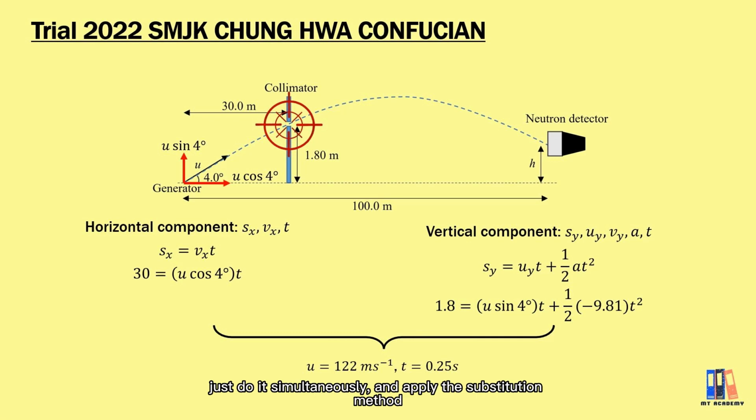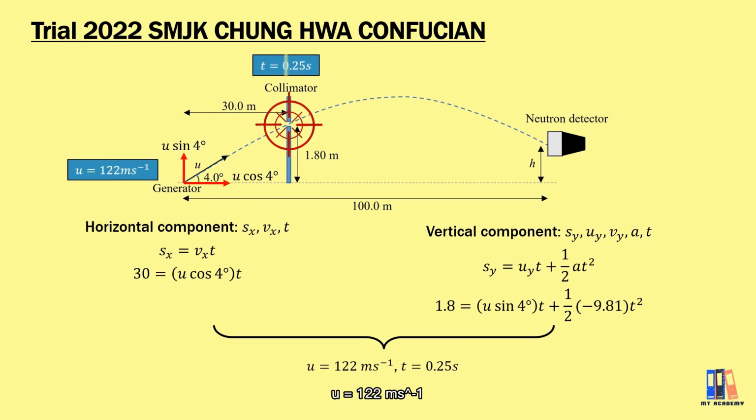So just do it simultaneously, apply the substitution method, and you can obtain the initial velocity is equal to 122 meters per second, and the time to reach the collimator is equal to 0.25 seconds.